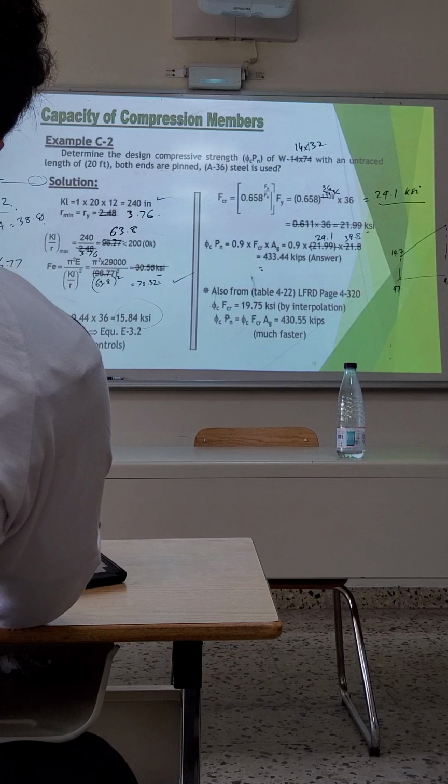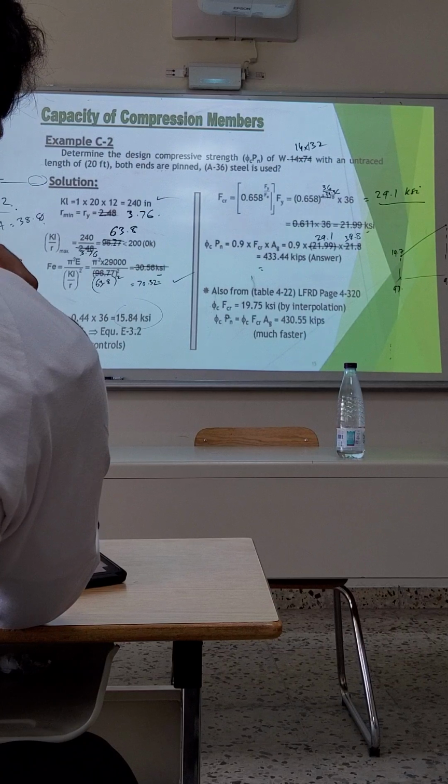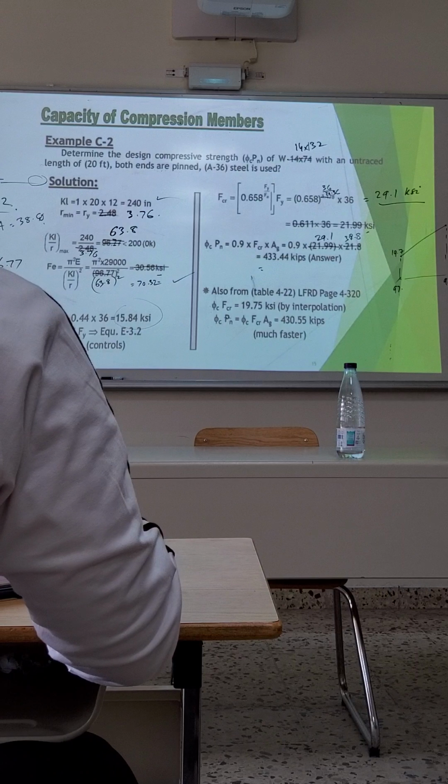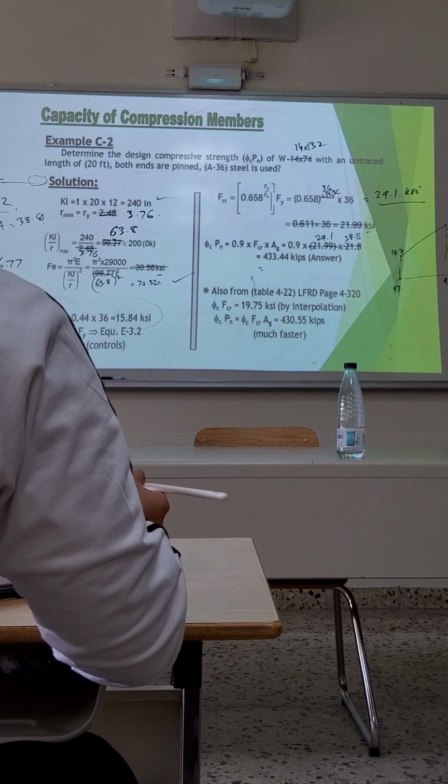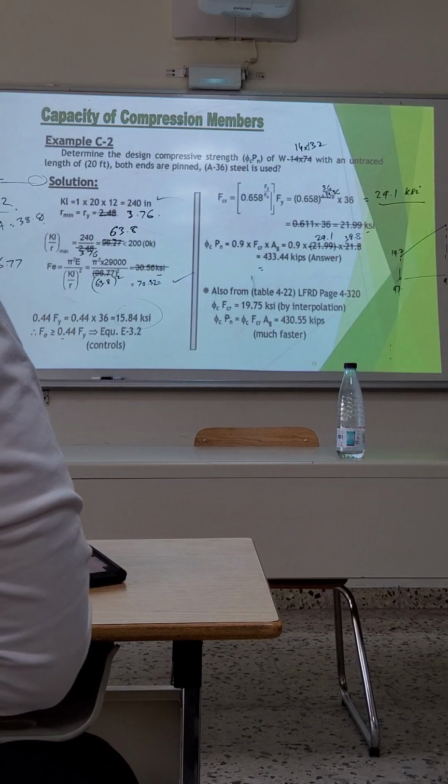Should we satisfy that KL by R should be less than 200? What if it is more? If it is more, then you have to deal with the long column, the general column formula. Yes, long column.